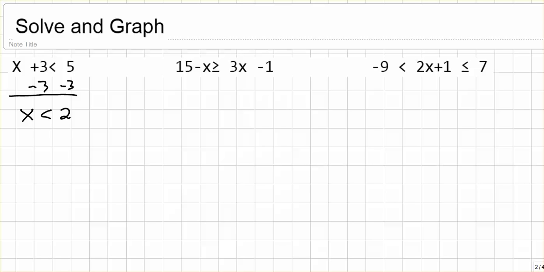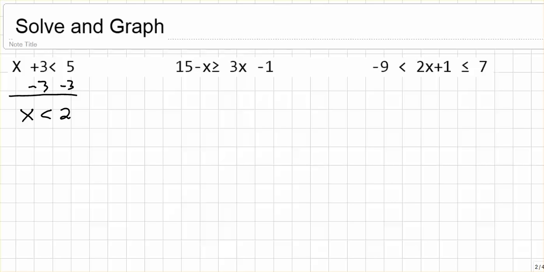If I plug in x equals 0, 0 plus 3 is less than 5, 3 is less than 5, it still works. If I did minus 10, minus 10 plus 3 is equal to minus 7, so minus 7 is less than 5. It's still a true statement.